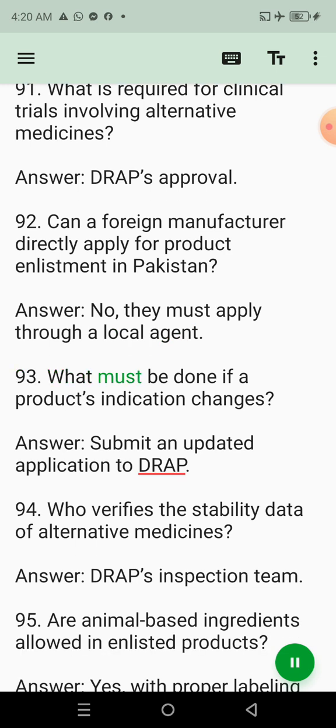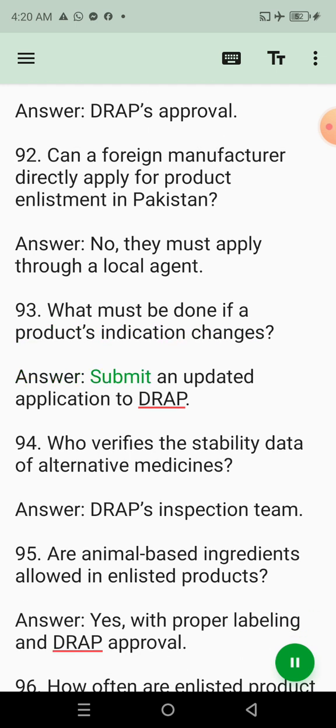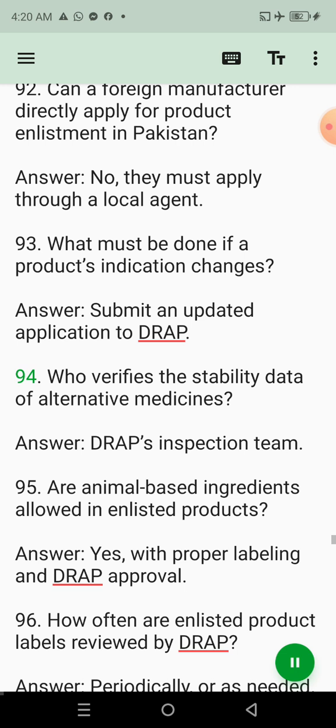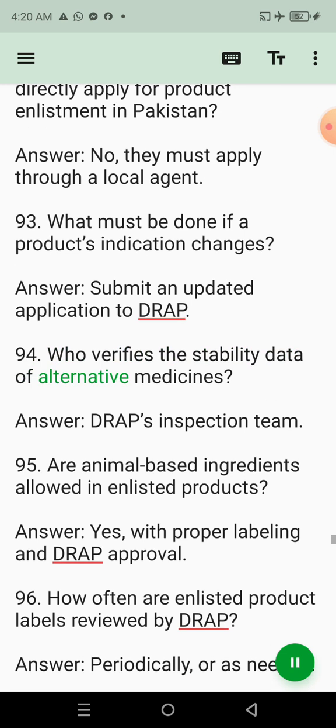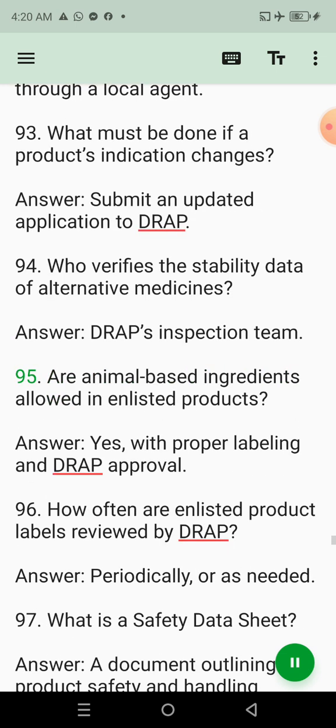93. What must be done if a product's indication changes? Answer. Submit an updated application to DRAP. 94. Who verifies the stability data of alternative medicines? Answer. DRAP's inspection team.